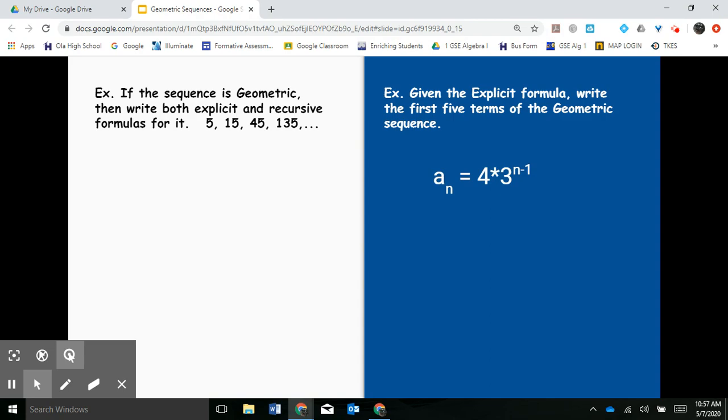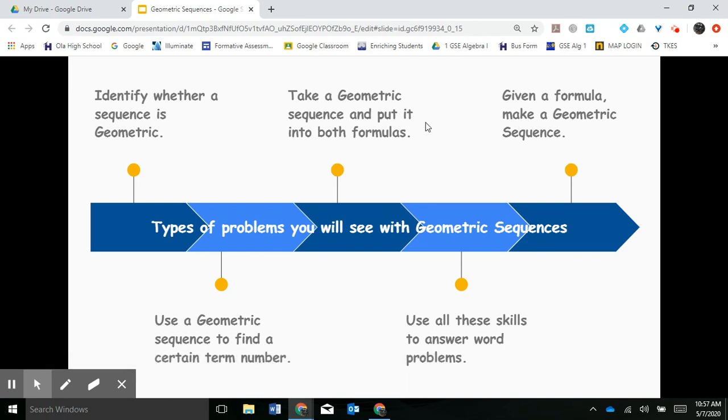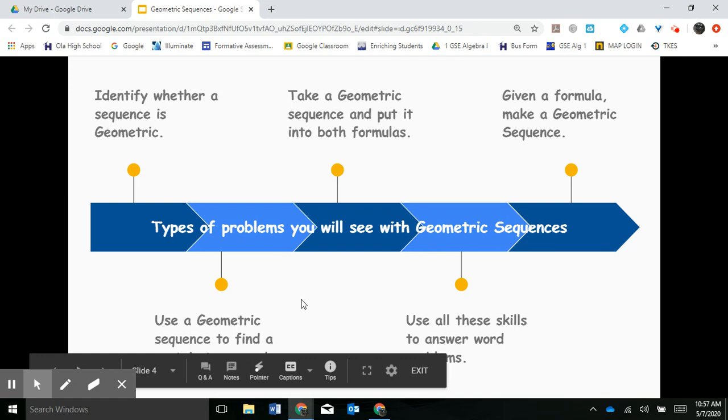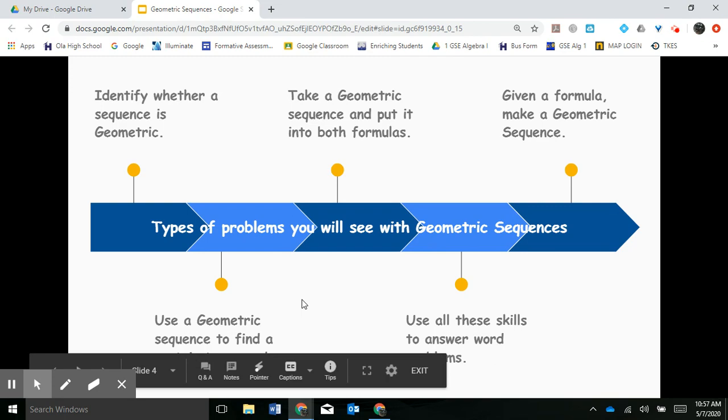All right, so let's look at some of the other things that we're going to be doing. There are some types of problems we're going to be doing. Identify whether it's a geometric sequence. Is it being multiplied by the same thing? Take a geometric sequence and put it into both formulas, so taking the numbers out of the sequence and putting them in a formula. Given a formula, make the sequence. Give the first 5 terms or the first 3 terms, given the formula. Use a geometric sequence to find a certain term number, and then use all these skills to answer word problems. All right, so that's what we're going to be looking at this week.